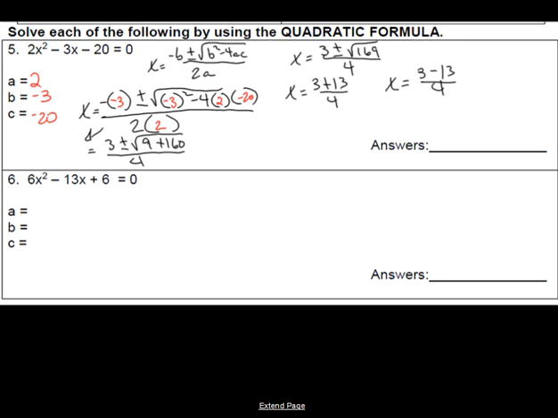Again, each of these will have 2 answers. One on the left, x is equal to 3 plus 13 is 16, divided by 4 is 4. There's one solution. Here, we have 3 minus 13, so that's going to be negative 10 over 4. But we have to reduce it, so this answer will be x equals negative 5 halves.